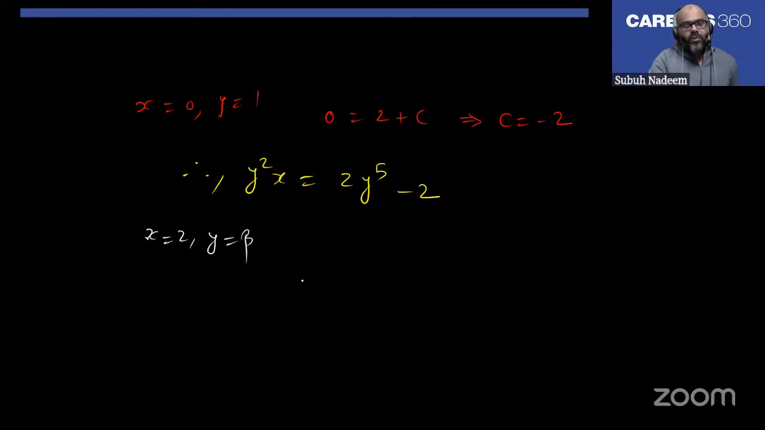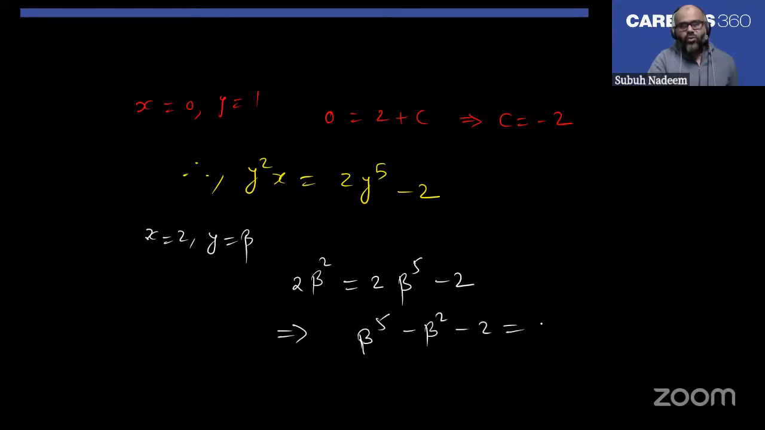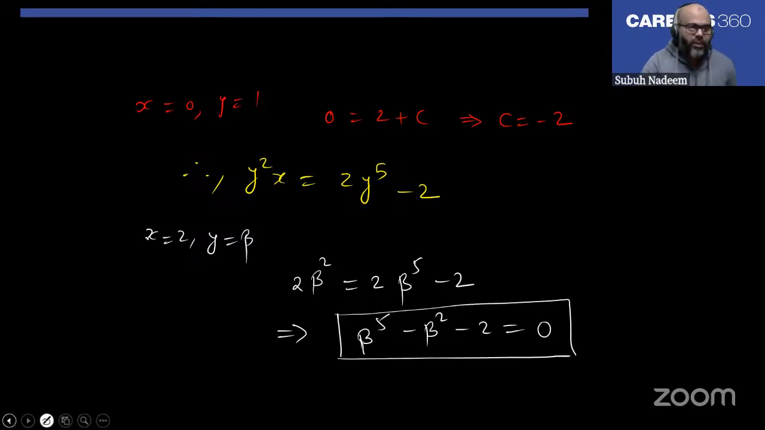So it will become beta square into 2 is equal to 2 beta to the power 5 minus 2. So you can write it as beta to the power 5 minus beta square minus 2 is equal to 0. So this is what we are getting. So beta is satisfying which equation?